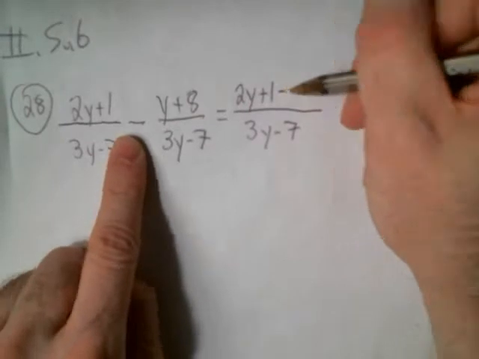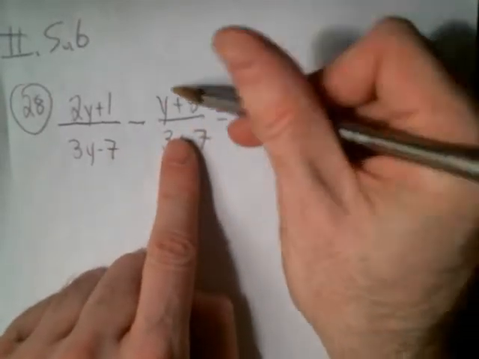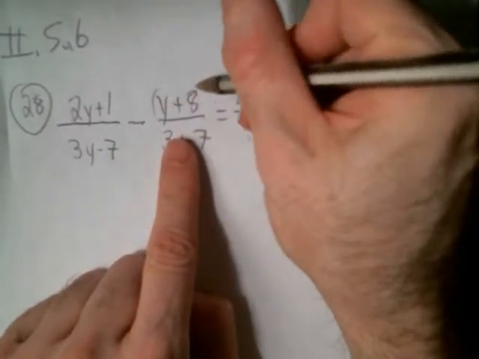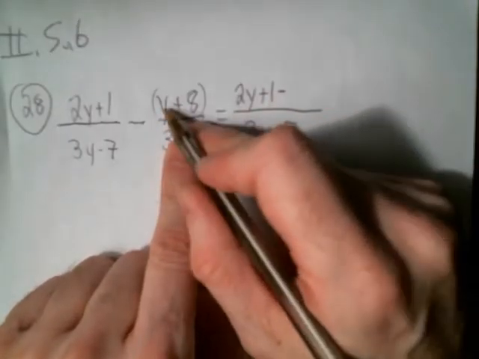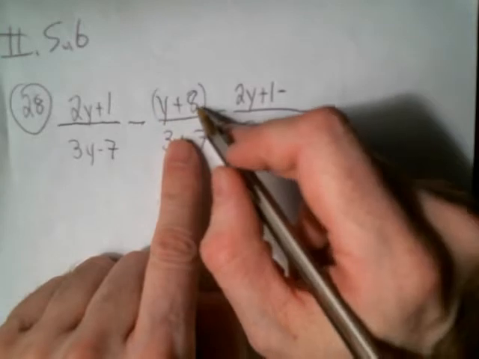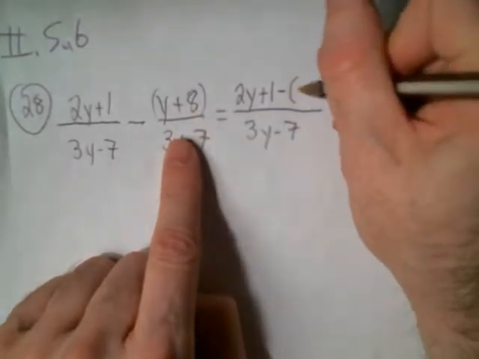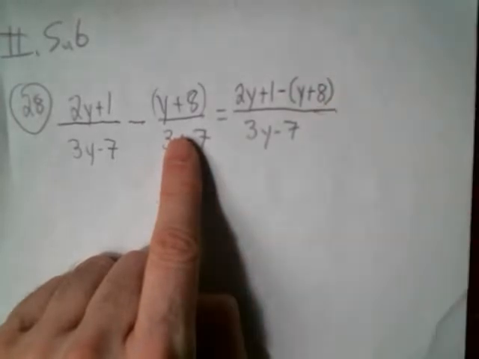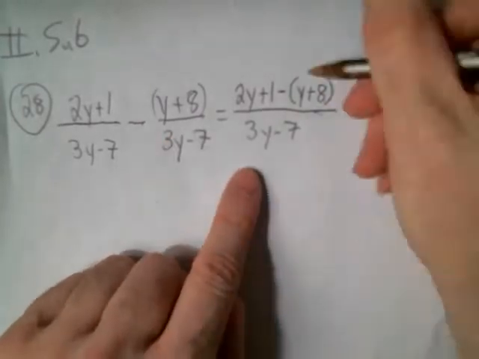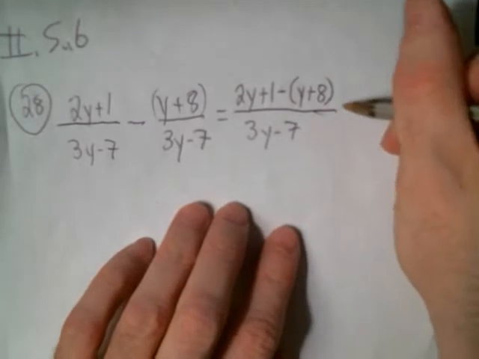But then you need to subtract the entire numerator. So you may even want to put parentheses around it to remind yourself. I have to subtract everything in here, not just the y, but the y and the 8. So indicate that with parentheses. Okay. And then our next step, we're going to distribute that negative to both terms.